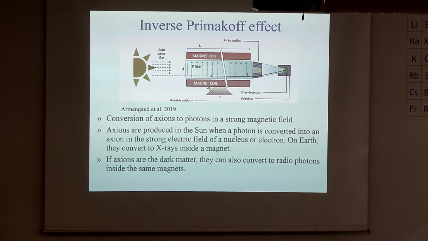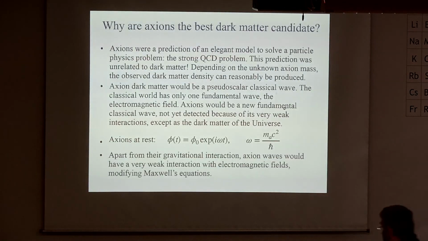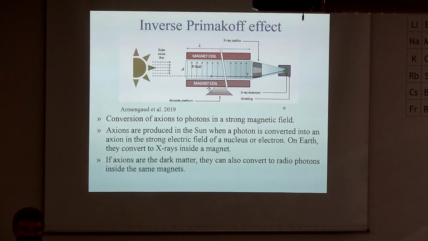The axions coming from the sun would be highly relativistic, with energies determined by the temperature in the sun, and they would have a continuum spectrum. And you would basically be detecting the X-rays here, and you would see a continuum spectrum.